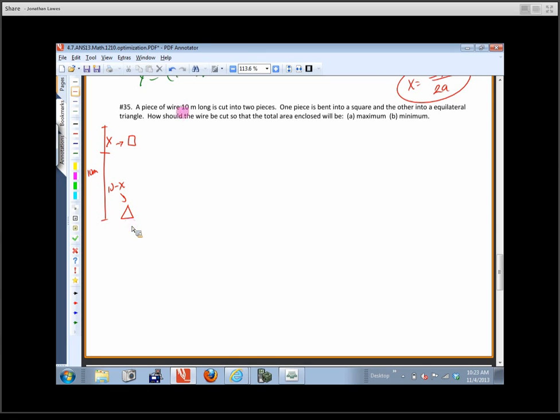Okay. Well, the square is pretty easy. If it's x units all the way around, how long is each one of the sides? Okay, each one of them is going to be x over 4. We're going to take that length, divide it by 4, and make a square out of it. All 4 of those sides have to be equal in length. That means the area of that square is going to be x squared over 16. So the area of the square, I'll call that A sub s. Any questions? Okay, let's talk about the triangle now.